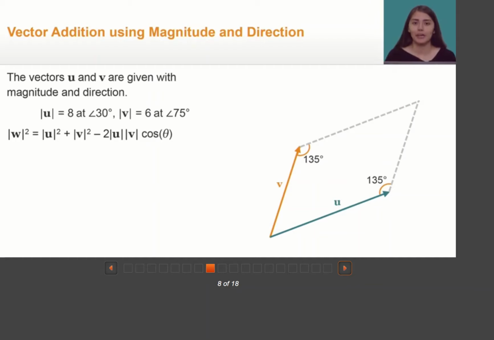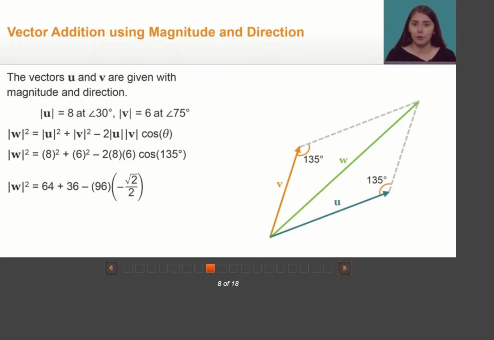Now that we know the angle between the vectors, we can use the law of cosines to find the magnitude of vector w. We can substitute in the values we know, simplify what we get, 64 plus 36 minus 96 times negative the square root of 2 over 2. And when we continue to simplify, we see that the magnitude of w is approximately 13 units.